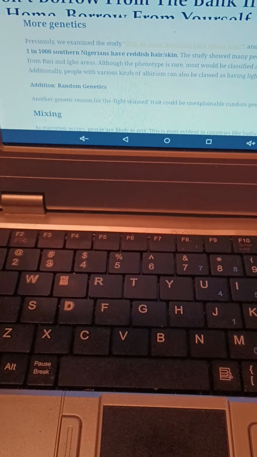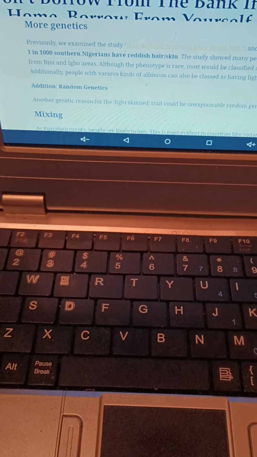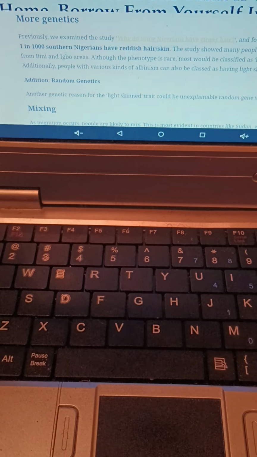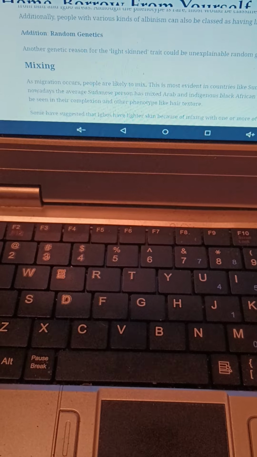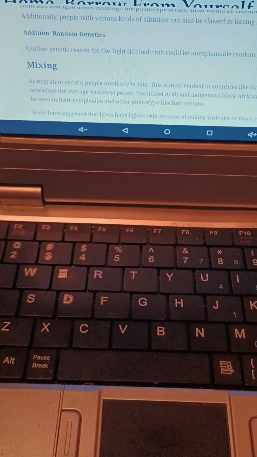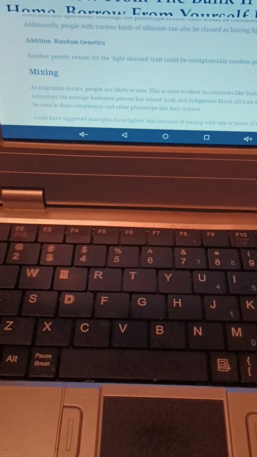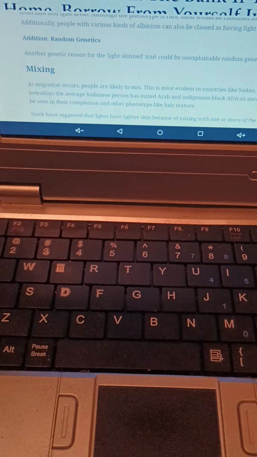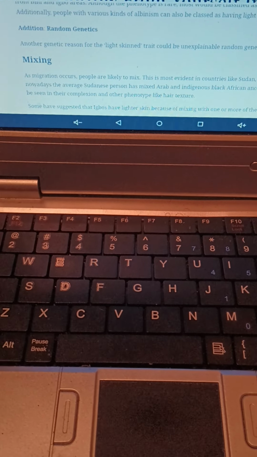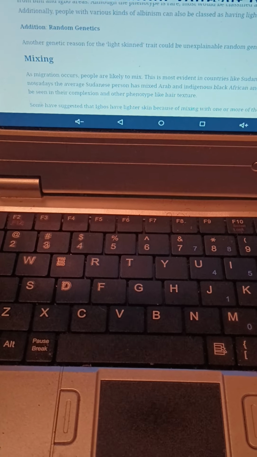Random genetics. Another genetic reason for the light skin trait could be unexplainable random gene variants. Mixing. As migration occurs, people are likely to mix. This is most evident in countries like Sudan, where nowadays the average Sudanese person has mixed Arab and indigenous Black African ancestry. This can be seen in their complexion and other phenotype like hair texture.